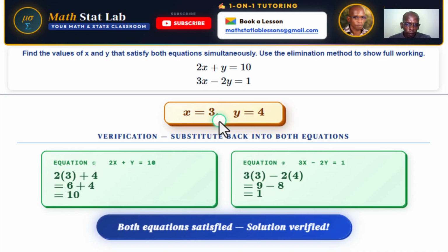So first equation verified. Then in the second equation, we have 3x minus 2y is equals to 1. So we have 3 into 3, because x is 3, minus 2 into y, which is 4, so 2 by 4. So it becomes 3 multiplied by 3 is 9, minus 2 multiplied by 4, which is 8. So 9 minus 8 is 1. The second equation verified. So both equations are satisfied and the solutions are verified.